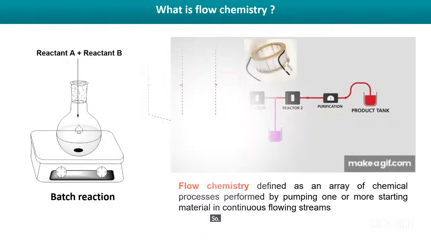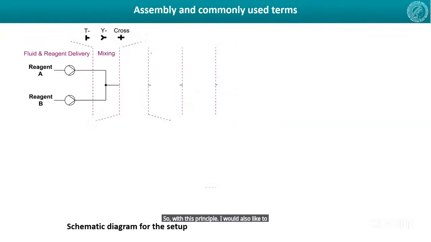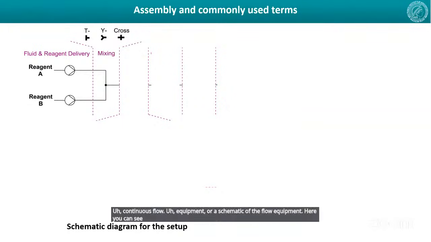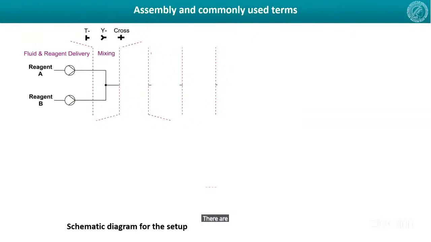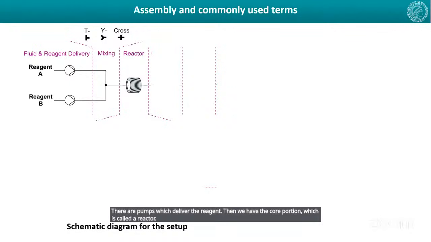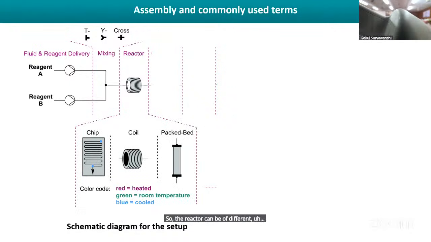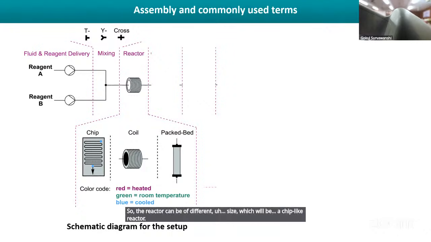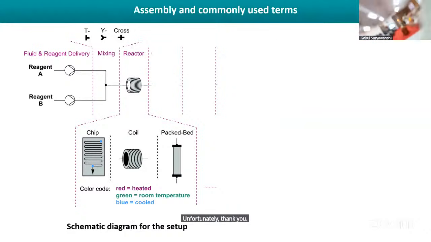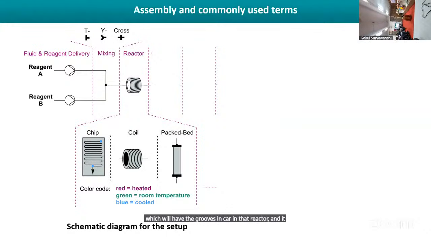With this principle, I would also like to introduce you to some terminologies of continuous flow equipment, or a schematic of the flow equipment. Here you can see on the left side, there are pumps which deliver the reagent. Then we have the core portion, which is called a reactor. The reactor can be of different sizes, like a chip-like reactor, which has very narrow tubes with grooves carved in the reactor, and it allows two reactants to mix.